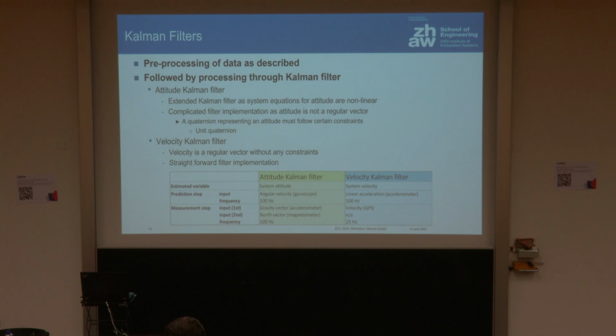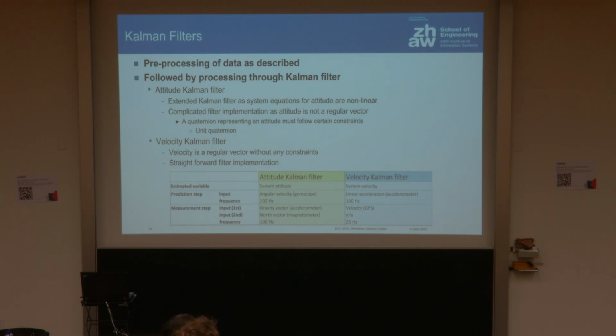Okay, so with this pre-processing of the signals, we can feed our two Kalman filters. I will not explain the mathematical details of the Kalman filter because I would also have to study this quite a lot more in order to give a very understandable description. But the idea is that both Kalman filters get inputs. So we have one that records the system attitude and the other one that records the system velocity.